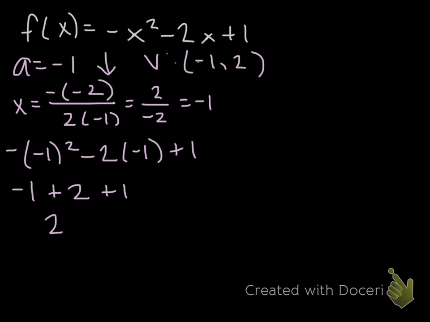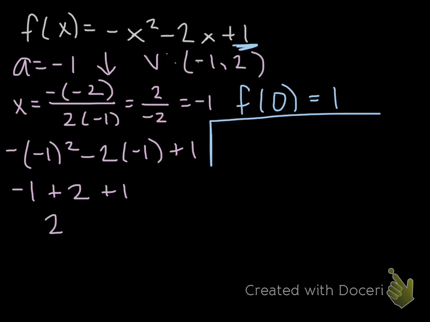Y-intercept is just I plug in 0. So if I plug in 0, I'm going to get positive 1. So there's really no work required when you're in standard form. The y-intercept is always your c value. And then lastly, I need to find the x-intercepts, and that's when we set it equal to 0.